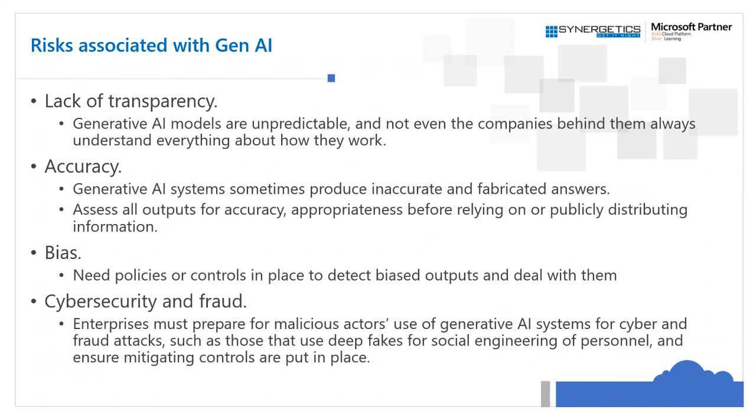Bias is another risk, because it needs policies or controls in place to detect biased outputs and how to deal with them. Sometimes it may produce results which may be biased, but according to responsible AI, it should not happen. And organizations like OpenAI, Microsoft or AWS are taking care of responsible AI principles. One of the responsible AI principles talks about bias, that means the AI system should not be biased.